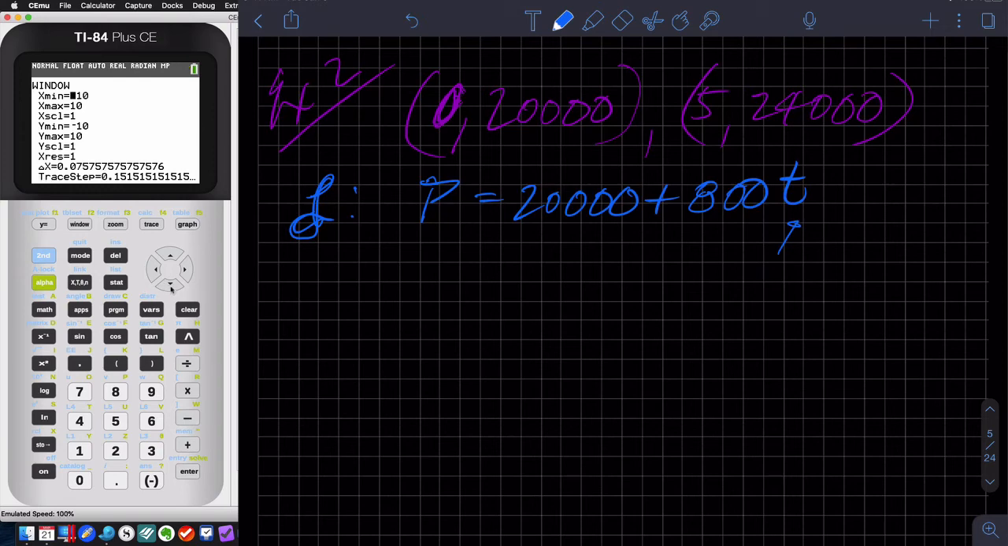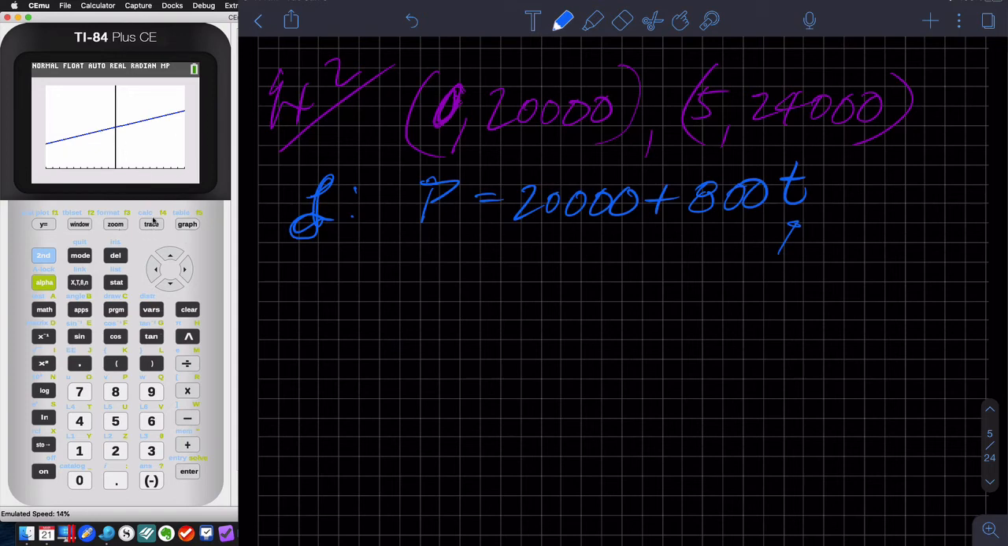X min, I don't care about that. X max, I don't care about that. X scale, I don't care about that. Y min, negative 10 is fine. Y max, I want to put it at 20,000. No, I want to put it at like 40,000. Okay, and let's just hit enter the rest of the way. I don't care about the trace step. And so now let's hit graph again. And now I'm seeing my line. And when I graph the exponential, we're going to see the upper part of that exponential function.